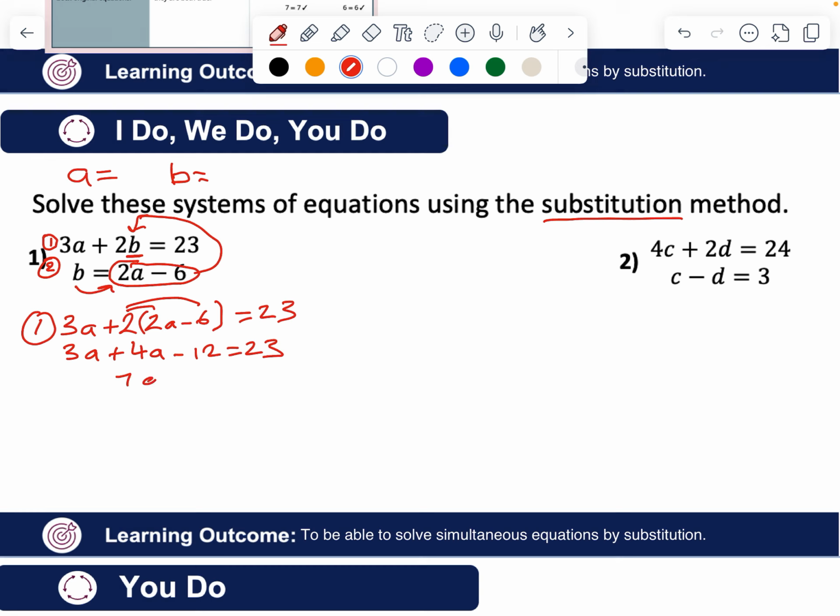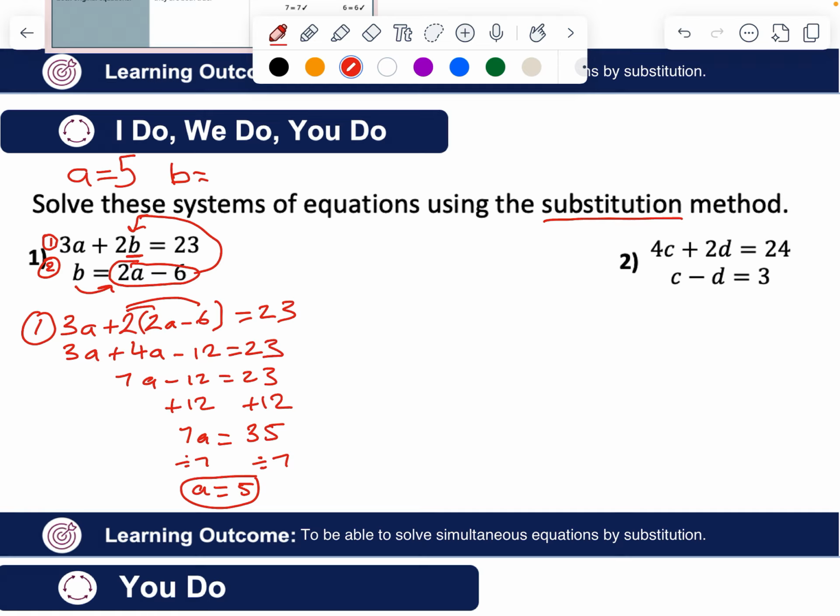3a plus 4a is 7a. Minus 12 is 23. Then we do what we do in the do now. Add 12 to both sides. 7a equals 35. Divide both sides by 7. A equals 5.